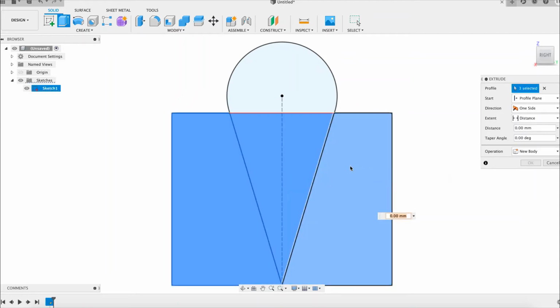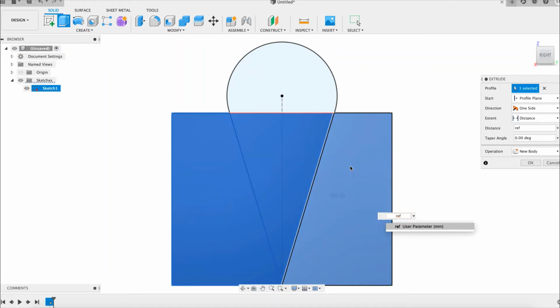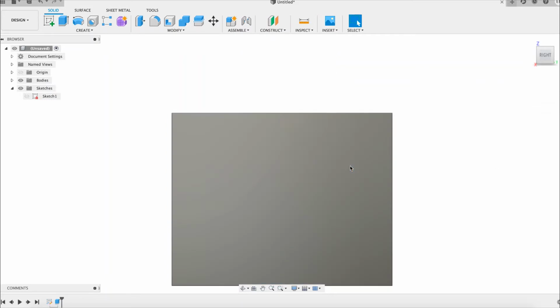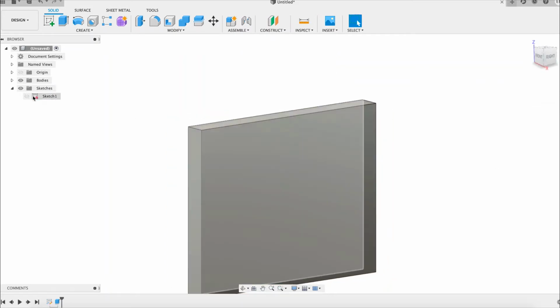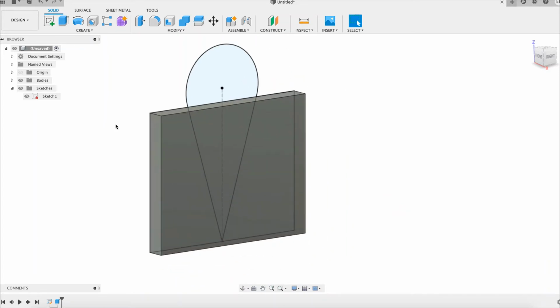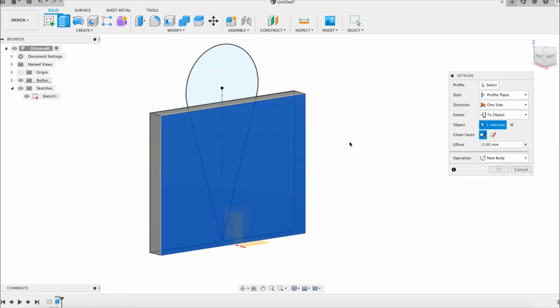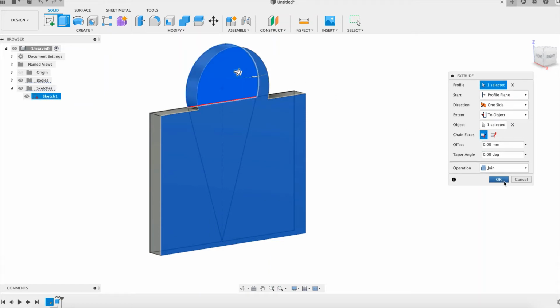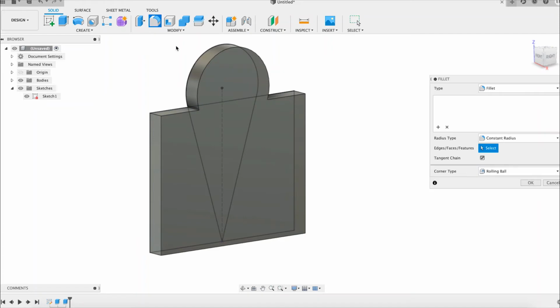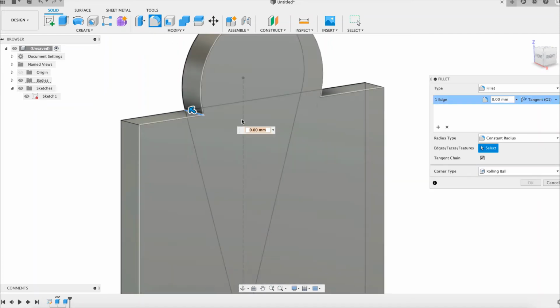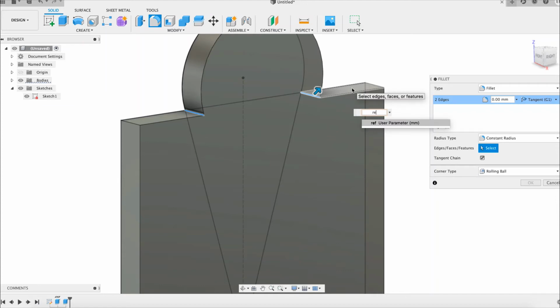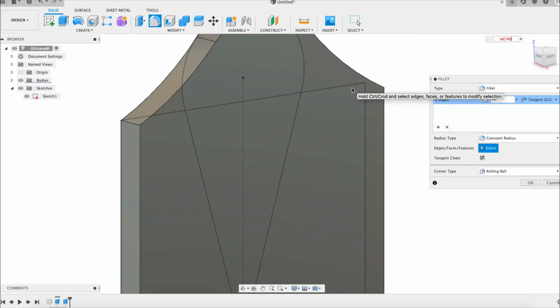Extrusion of the rectangle, ref divided by 10. Extrusion of the circular tip. Extend to object. Fillet at the root of the circular tip. Ref divided by 40.